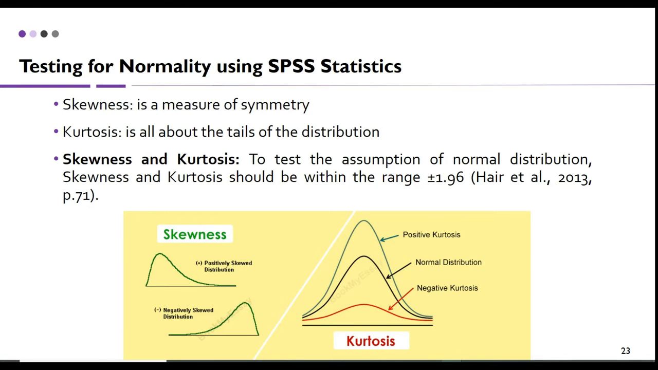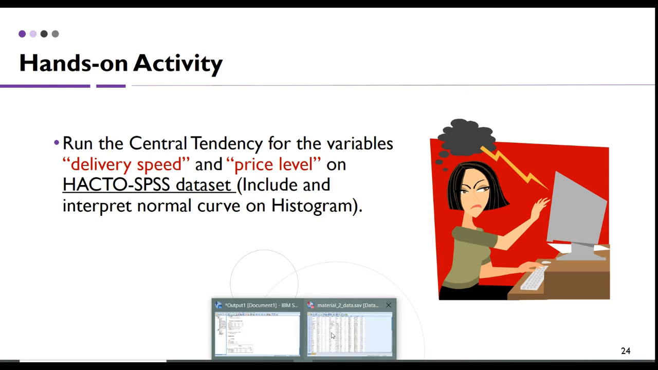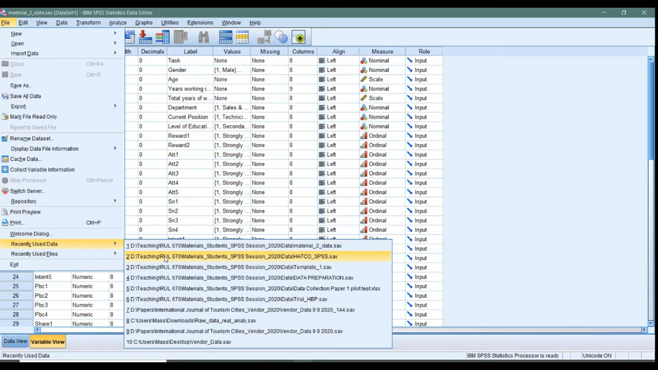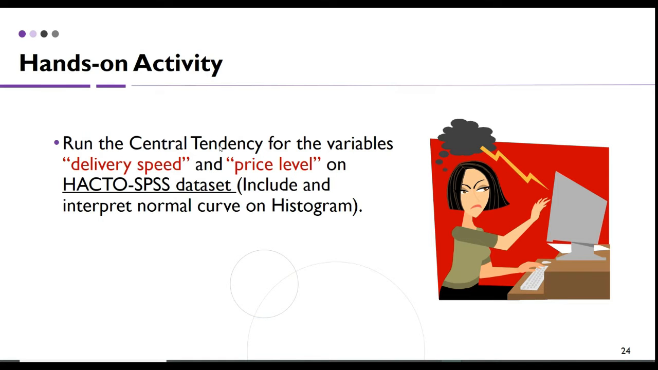So let's look at an example. We want to run the central tendency for the variables delivery speed and price level on the Hatco SPSS dataset. I have already uploaded this dataset on eLearn. Let's open our Hatco dataset. Okay, I opened the Hatco dataset. The question is to run the central tendency for the variables delivery speed and price level.